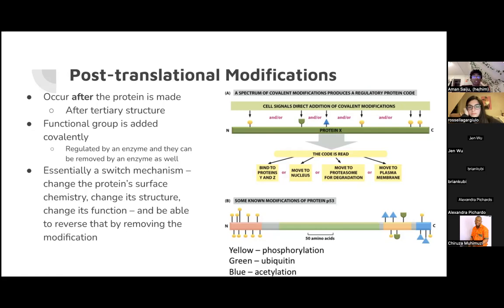So what you're doing there is by adding ubiquitin, you might be changing the size of something or the physical structure of an amino acid. By adding phosphorylation, you're making that amino acid negatively charged where it might not have been before. With acetylation, you're making the amino acid have no charge when it did have a charge before, right?